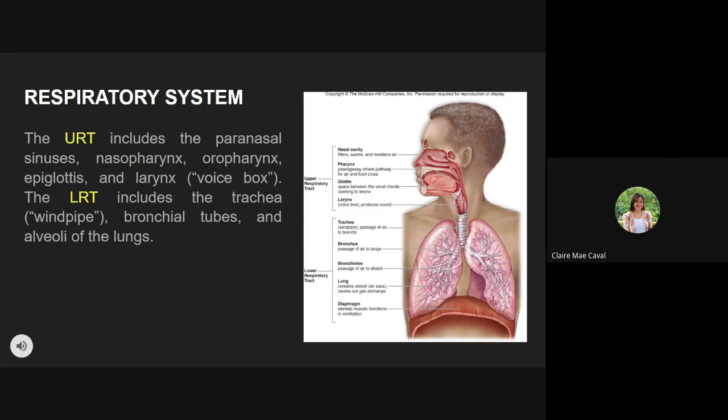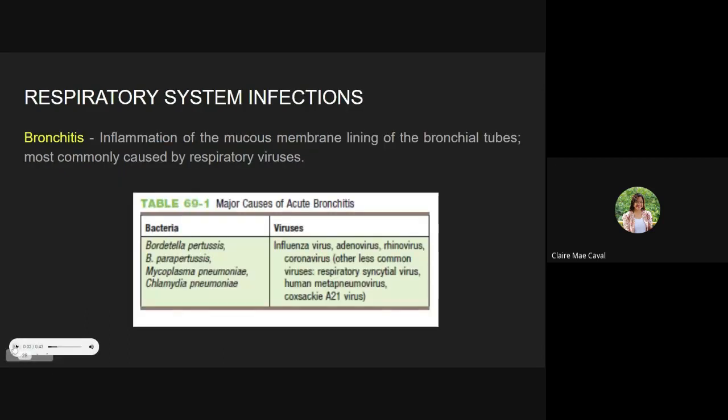Next is bronchitis. Bronchitis is an inflammation of the mucous membrane lining of the bronchial tubes. It is most commonly caused by respiratory viruses, but it can also be caused by bacteria. For example, the bacterium Bordetella pertussis. This is responsible for that whooping childhood disease. It's often associated with bronchitis in infants and preschool children.